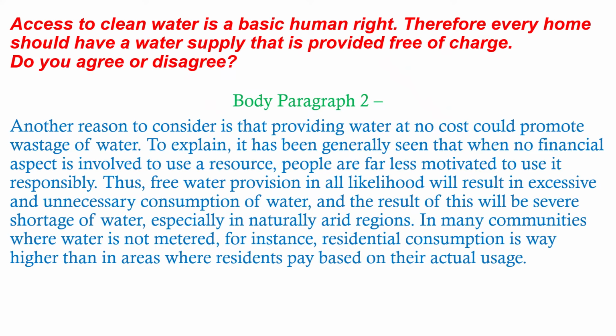Now, we will wrap up this paragraph with an example. In many communities where water is not metered, for instance, residential consumption is way higher than in areas where residents pay based on their actual usage. We have seen this, or I have seen this, so I have made an example out of that. In those areas where the water supply is free, water consumption is usually way higher than in those cities or areas where you have to pay for the amount of water that you use.